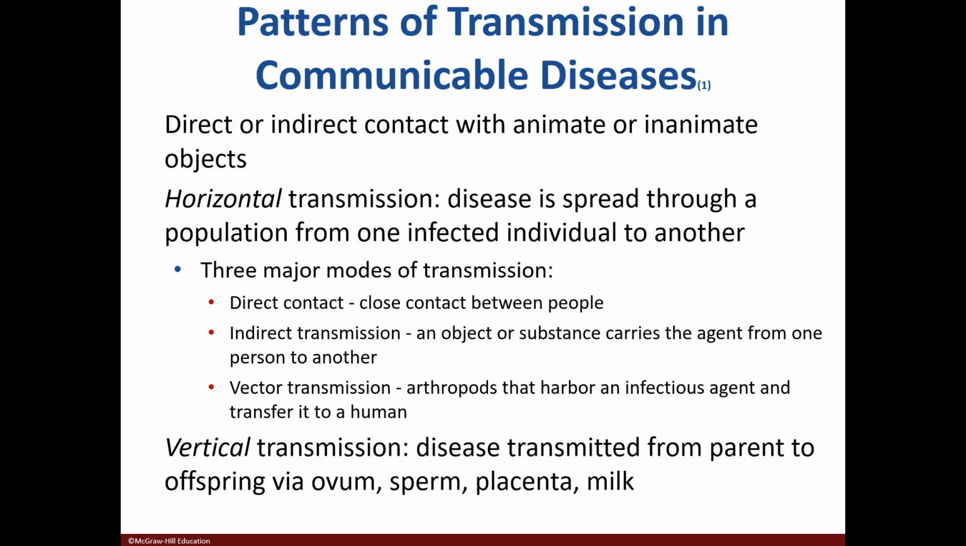Transmission involves direct or indirect contact with living or non-living objects. Horizontal transmission is spread in a population. Direct contact arises between people in close contact. Indirect transmission comes from an object like a doorknob. Vector transmission comes from a bite from an arthropod like a mosquito or tick. Vertical transmission is from parent to offspring.